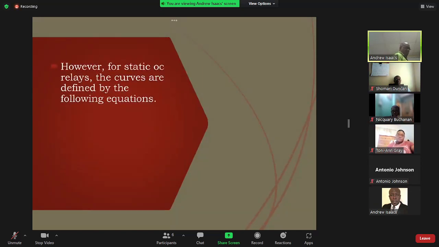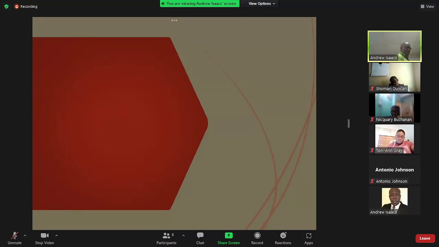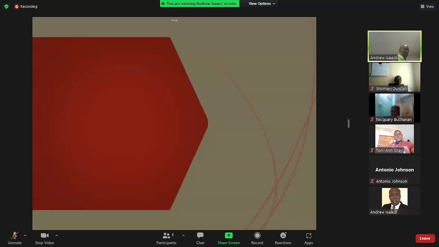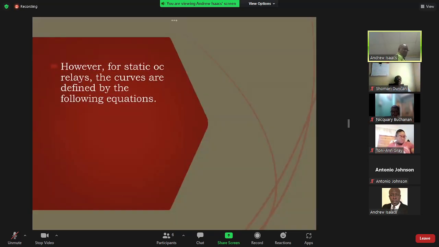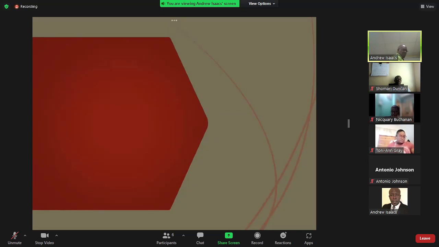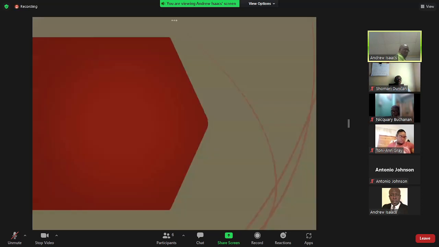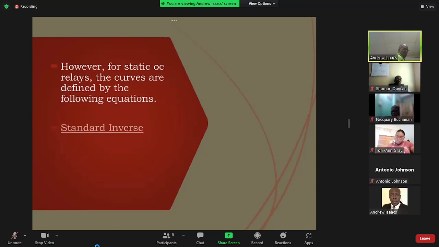Now, for your static relays, the characteristics that I just showed, for your electromechanical relays, you would be getting them from experimental data based on the design of the relays. However, when we now start dealing with static relays, the approach is a little different. So those curves that I just showed you, which you would have gotten with the electromechanical relays, are now derived using equations.